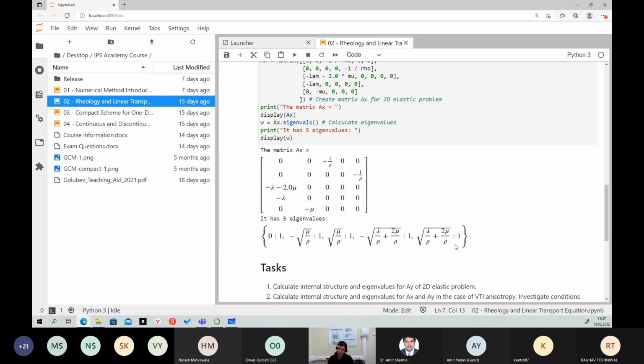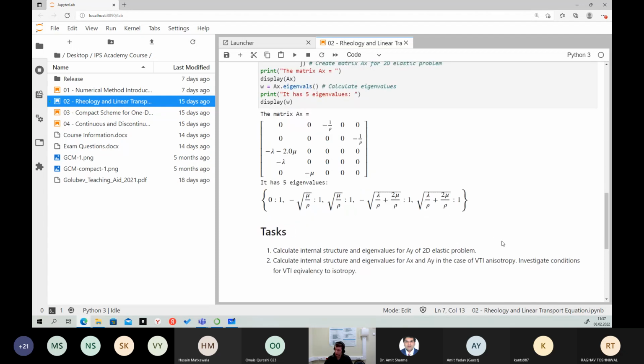So my proposal for you to go deeper in this material: first of all, calculate the internal structure and eigenvalues for the matrix AY of the 2D elastic problem. Here you can see the explicit form of the AX, but you can repeat it and obtain the same. And calculate the internal structure and eigenvalues of both matrices AX and AY in the case of VTI anisotropy. So calculate, investigate, or estimate the conditions for VTI medium equivalence to isotropic medium. In fact, if you obtain AX and AY matrices, and compare this form with this one valid for an isotropic medium, you will write something like C11 equal to minus lambda plus something, or something like this.